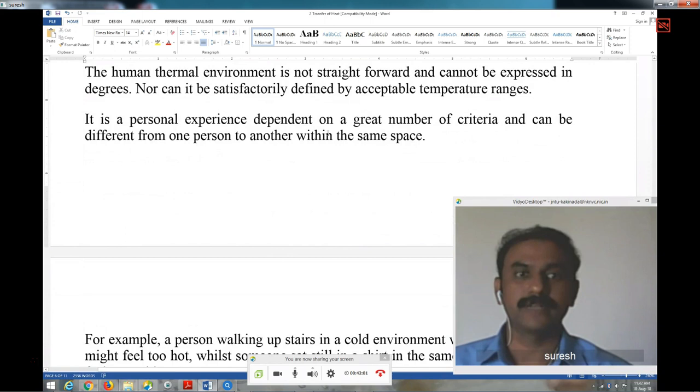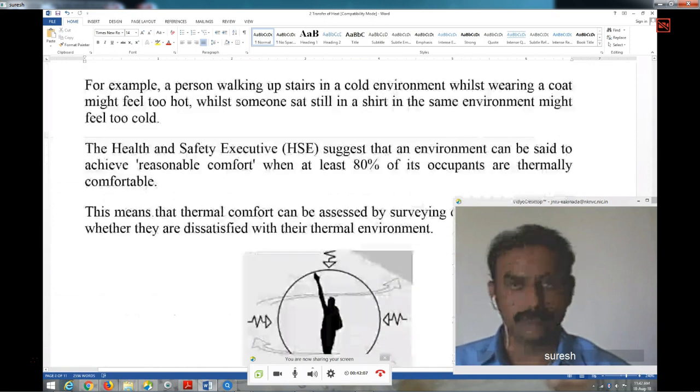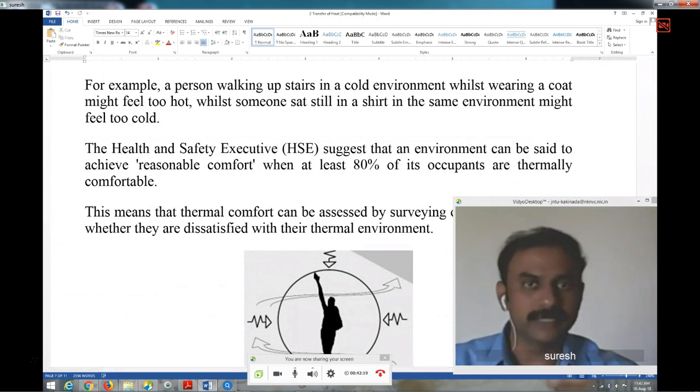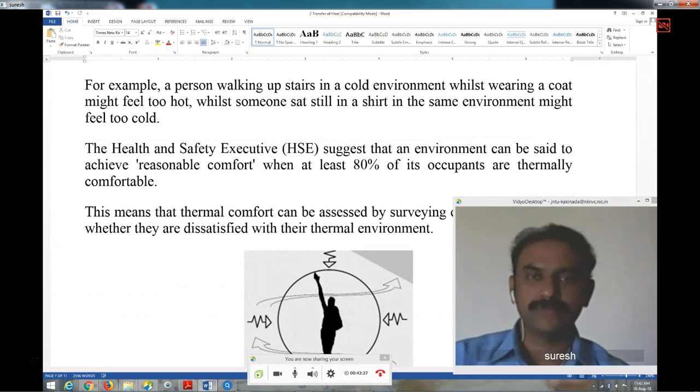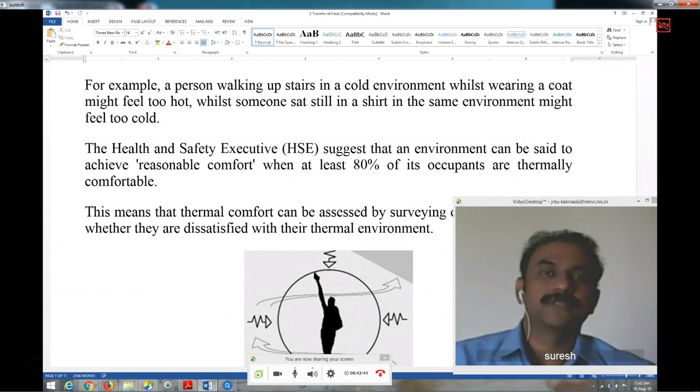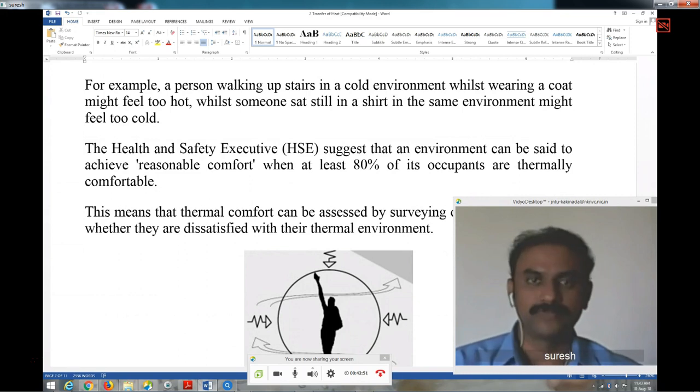For example, a person walking in a cold environment who is used to wearing a coat might feel too hot. Even though the outside temperature is cool, we are wearing a woolen jacket and trying to climb stairs. Because you are doing some work, your body is going to liberate some heat. You are wearing the coat and there is no heat transfer from the body to the outside environment, as your woolen coat is acting as an insulating material. So you may feel that it is somewhat hot. As your body is feeling too hot, automatically you will feel the outside temperature as too cool. That is basically the sensation.